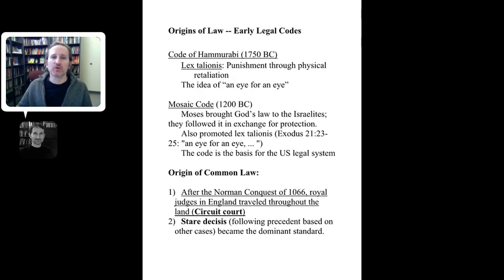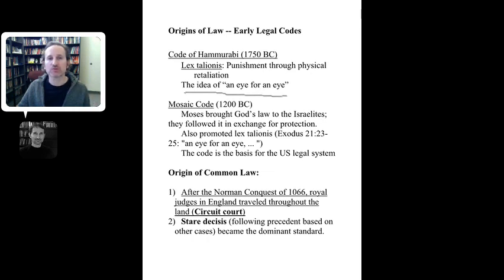This was a code by a ruler, and Hammurabi promoted what's called lex talionis. It's a Latin term. And the term refers to punishment through some type of physical retaliation. Okay? So that's the definition of lex talionis. The most common application of lex talionis is an eye for an eye. So you see things like an eye for an eye, a tooth for a tooth, as a kind of a logic.